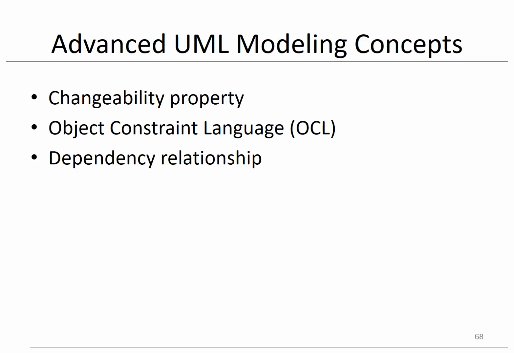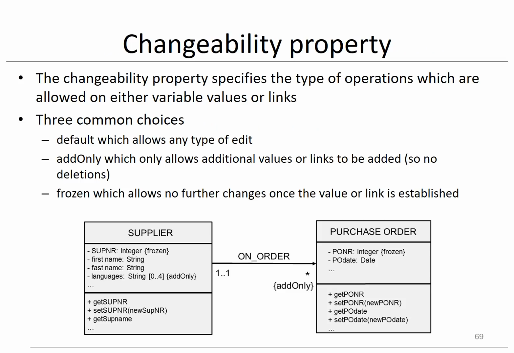UML offers various advanced modeling concepts to further add semantics to our data model. In what follows, we discuss the changeability property, the object constraint language, OCL, and the dependency relationship. The changeability property specifies the type of operations which are allowed on either variable values or links. Three common choices are default, which allows any type of edit, add only, which only allows additional values or links to be added, so no deletions, and frozen, which allows no further changes once the value or link is established.